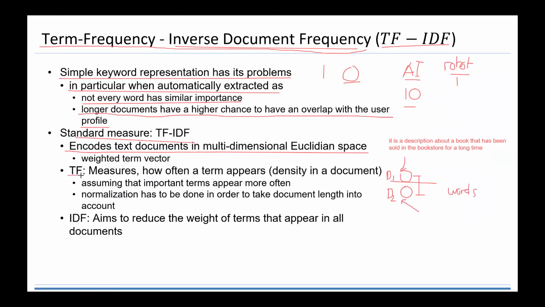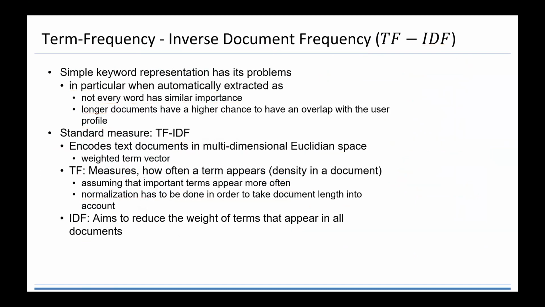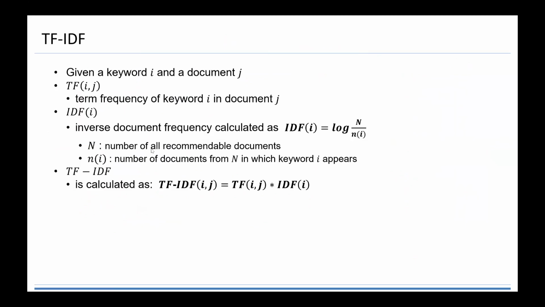So we have the TF. TF means how often a term appears in the document. It assumes that the important terms appear more often, and we will normalize it. The normalization has to be done in order to take the document length into account. And we will have IDF. IDF is a method that aims to reduce the weight of terms that appear in all documents. So this is the idea of TF-IDF.